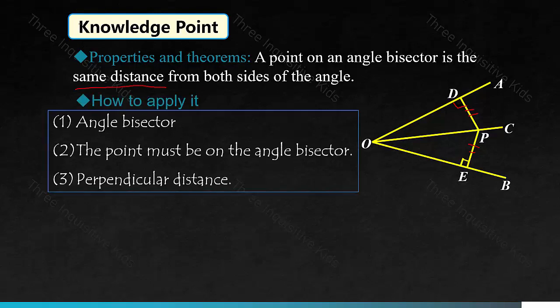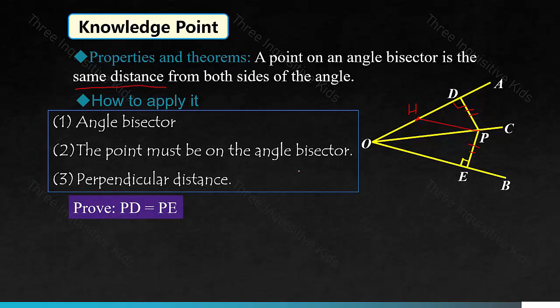And if you want to apply this theorem to a problem, you first have to have 3 requirements. OC first has to be an angle bisector. The point that you're working with must be on the angle bisector. And you can't say, oh, P to, let's say, H is the same thing from P to E. Remember, it has to be perpendicular.